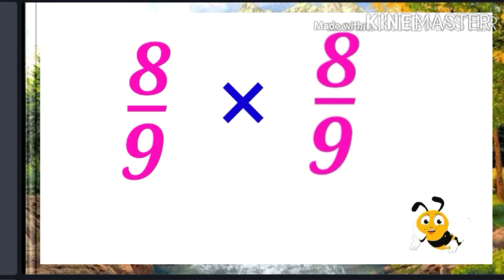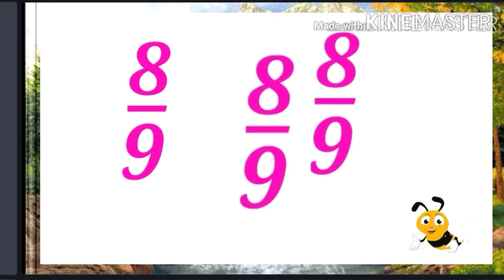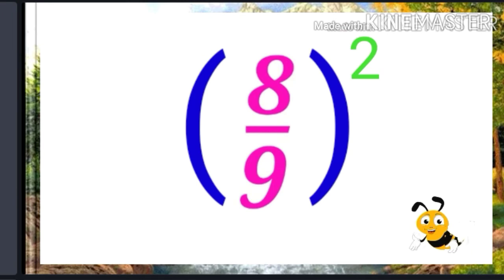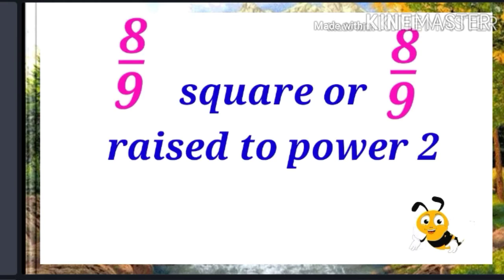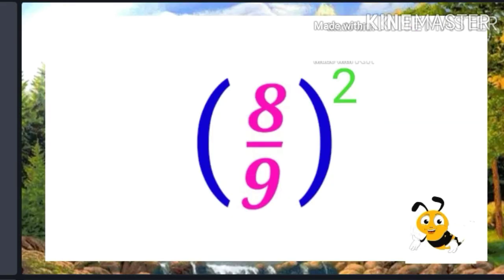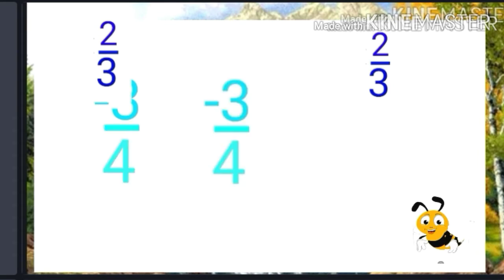What do you say to 8/9 when it is multiplied by itself 2 times? You can write this as (8/9) squared. Or what can you say this as? You can say this as (8/9) raised to power 2. Here 8/9 is the base and 2 is the power.